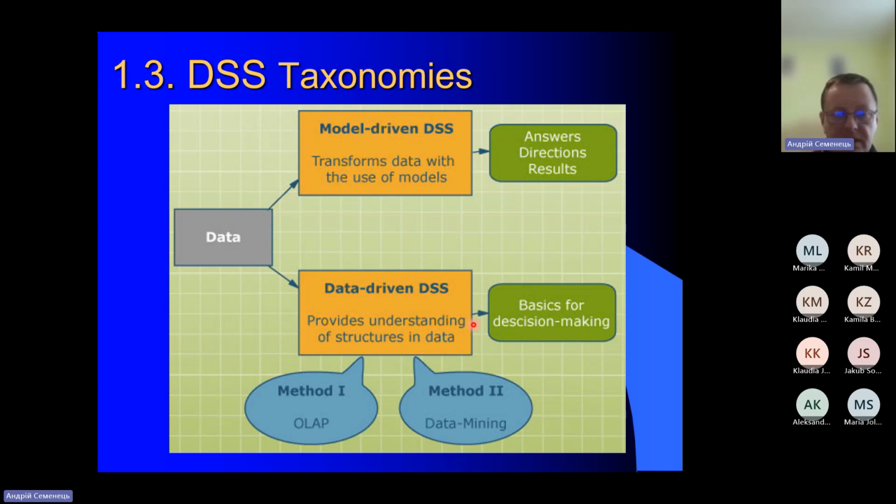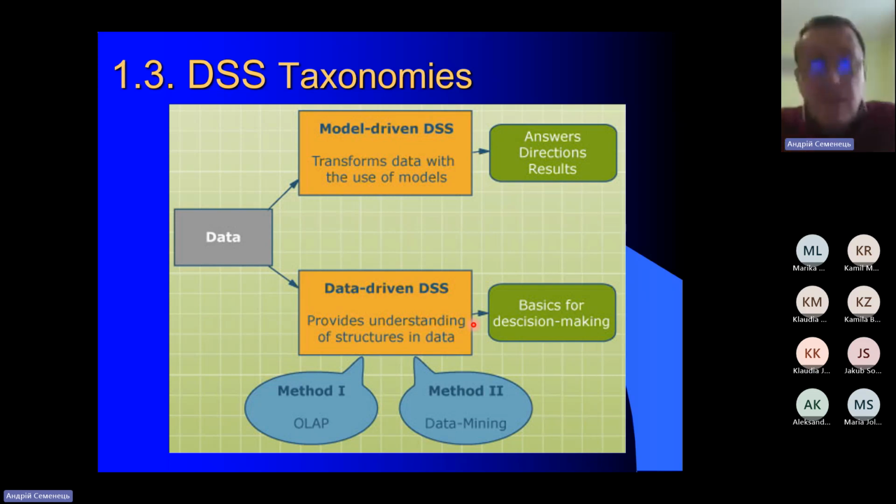And here is my chart, which gives some differentiation between data-driven and model-driven DSS. Data-driven means we have a large amount of data, which has to be analyzed in some way, and important insights have to be retrieved from this data, for example, by machine learning techniques, data mining, or any other approach which allows dealing with a large data set.